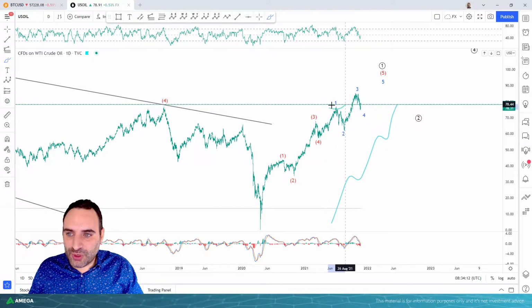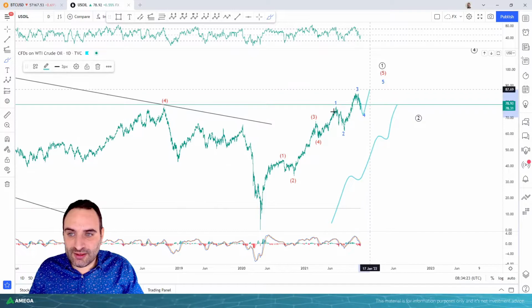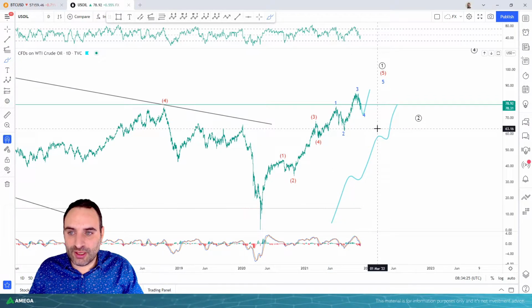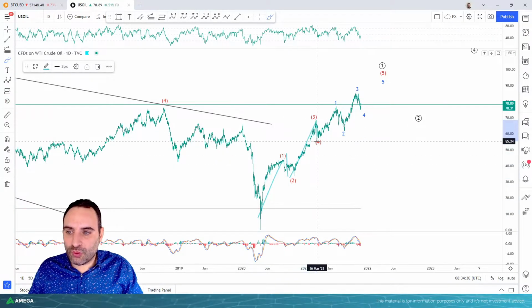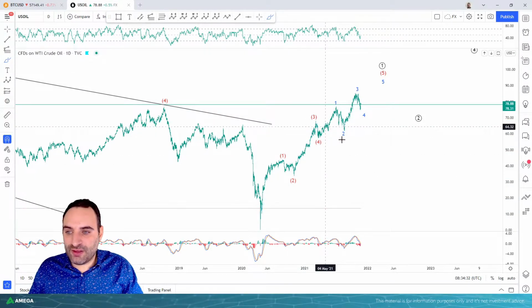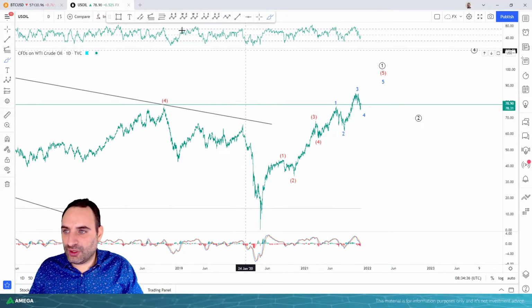It's because we do have an interaction between these two waves. So progress can be seen indeed, but currently, because of the interaction, there is no progress, which means very likely this is going to turn into an ending diagonal, okay? Which means that this is our wave 1, our wave 2, our wave 3, our wave 4, and we want to see a wave 5 ending, okay? And this is the potential I'm looking at currently.